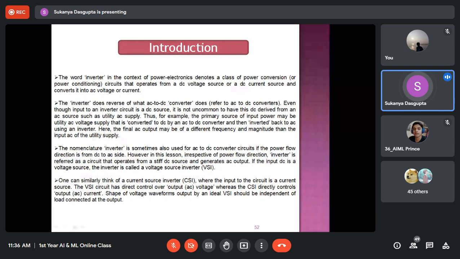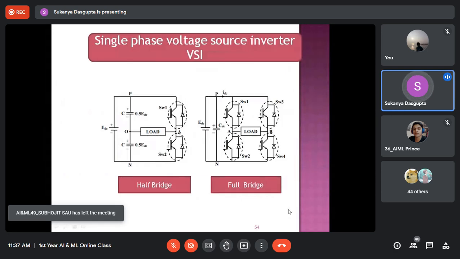Okay, let's start with the three-phase inverter. Do you have any question from the single-phase inverter, voltage source inverter, half bridge type, full bridge type? These are the basic configurations of single-phase voltage source inverters.